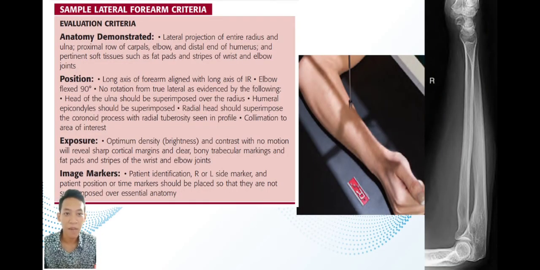We have an example of evaluation criteria. We have the four parts of evaluation criteria, and first we have anatomy demonstrated. This shows anatomy structures of the antebrachium and its disposition. We have a lateral projection of the antebrachium, and for the exposure we have optimum density and contrast with no motion. And for the image marker, here we have a right marker, or R marker. And that's all.